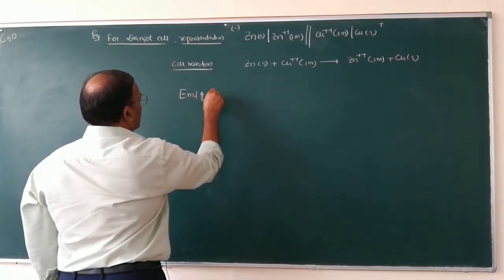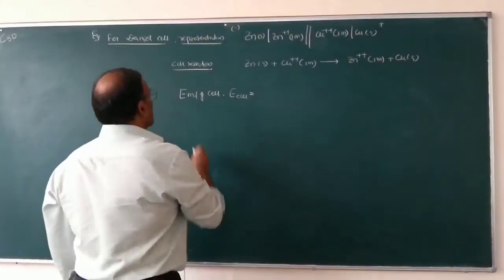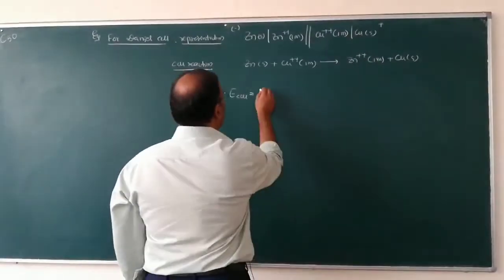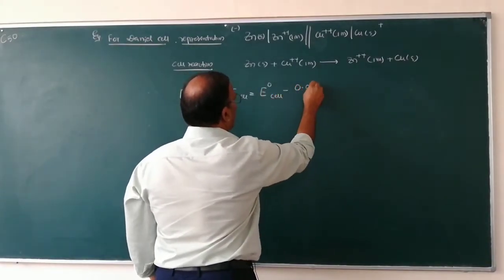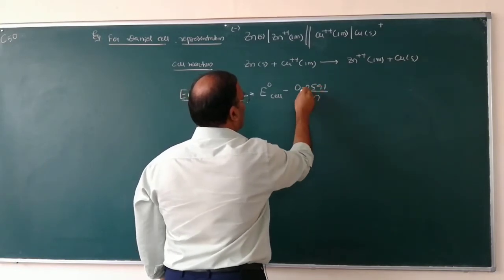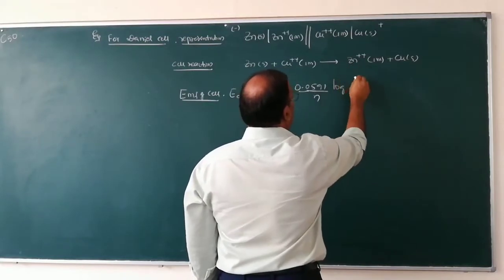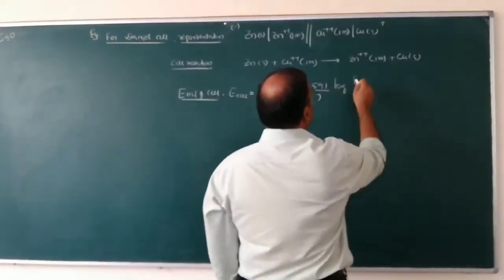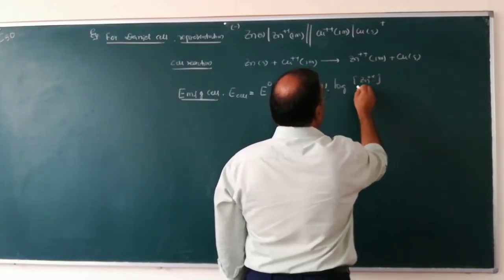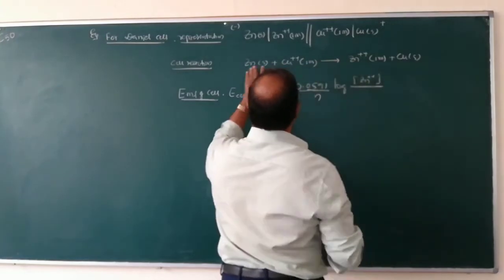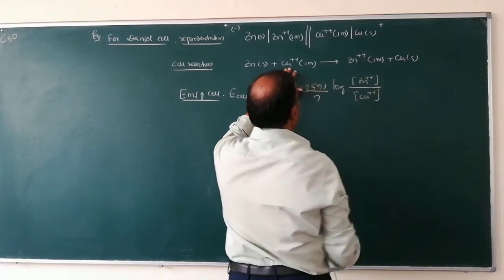EMF of cell, that is E cell, is equal to... so what is the Nernst equation for E cell? That is E naught cell minus 0.0591 divided by n, log of concentration of products, so here concentration of Zn2+, divided by concentration of reactants, Cu2+. You have to write like this.